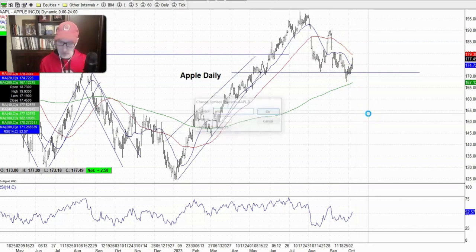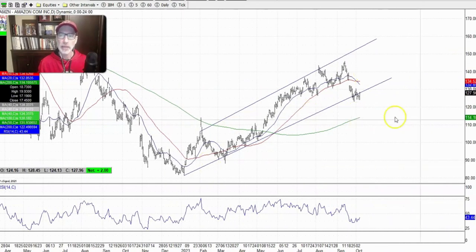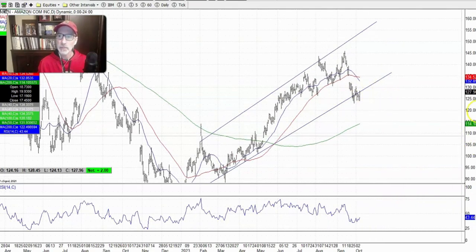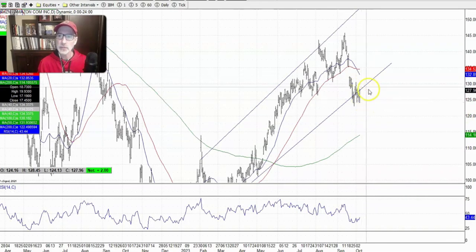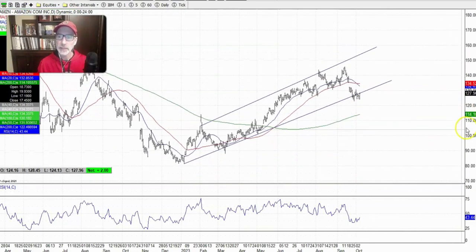Amazon, let's look at Amazon. Amazon also has an uptrending channel, and you can see how it's just hugging along the bottom edge of the channel here. Right here, this was the end of the week yesterday, Friday, October 6th, closing just on the bottom edge of the channel. So, like I said, these channels and trend lines will act as areas of support and resistance. They'll act like a magnet that will draw the market price to those areas.